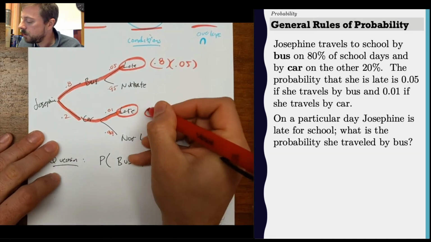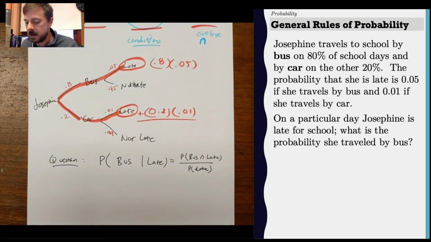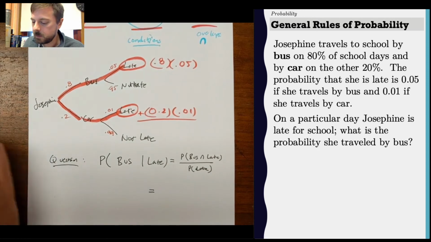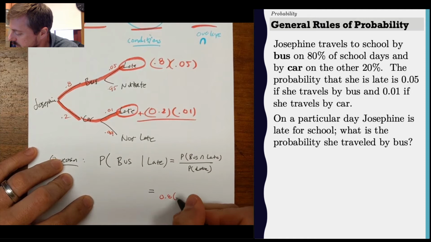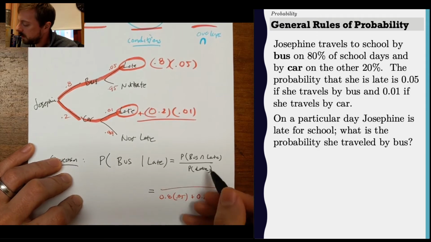And so what we can do is we can get these two probabilities, sum them up, and that will be the probability of lateness. So I'll just write that down here. The probability of late would be 0.8 times 0.05 plus 0.2 times 0.01. And of course, I'll put the other in a calculator in a minute. But now let's get the numerator.